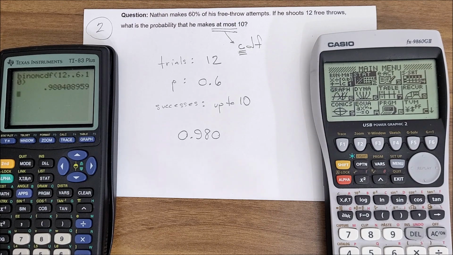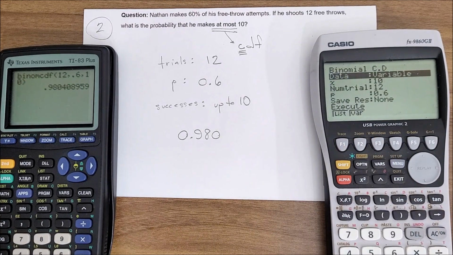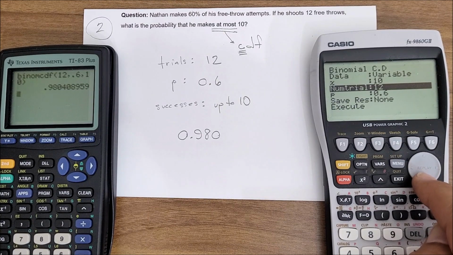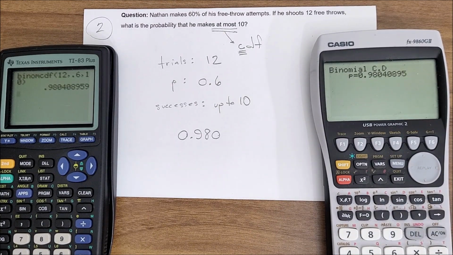Nice. Same thing on the Casio. I'm going back to stat, back to distribution and binomial, but this time I'm going to hit CDF. Exactly right. Same values that we have entered, but remember, CDF executes a little bit differently. Nice. Let's kick it up a notch.